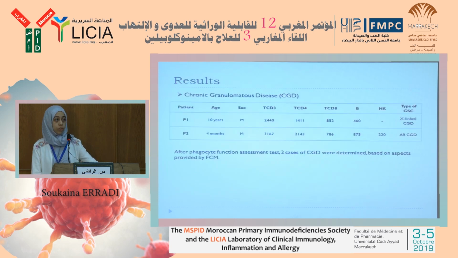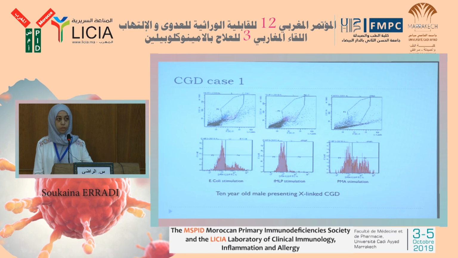When it comes to chronic granulomatous disease, we had 2 cases of X-linked chronic granulomatous disease and 1 case of autosomal recessive chronic granulomatous disease. And these cases were determined using the phagoburst test. And we should also note that in order to differentiate between the X-linked form and the autosomal recessive, we also had access to the mom's blood sample in order to see if we have two curves, then it's an X-linked. If not, it's an autosomal recessive.